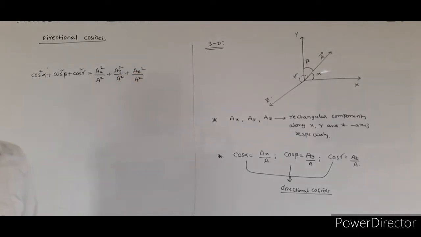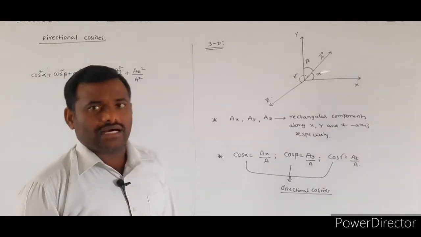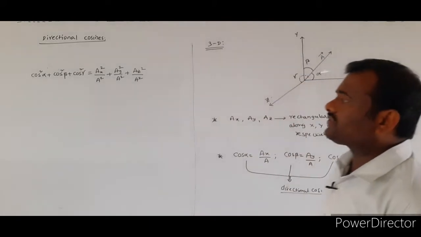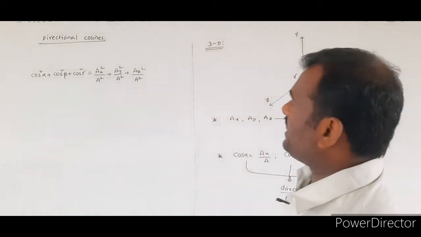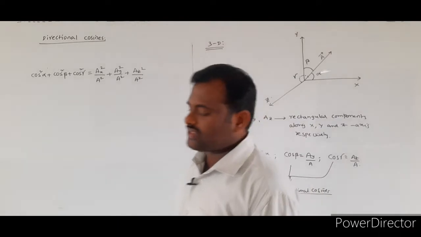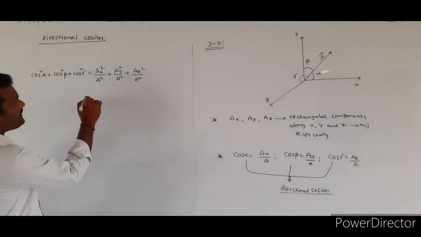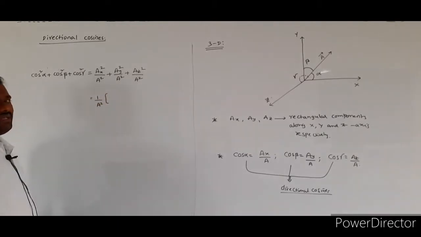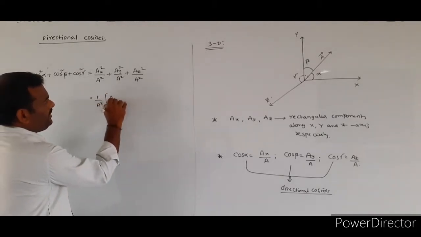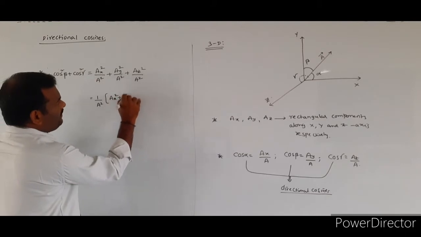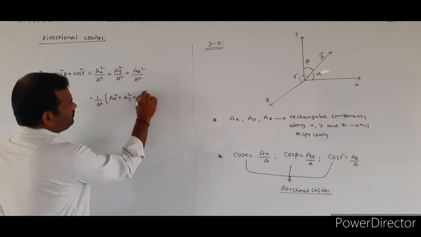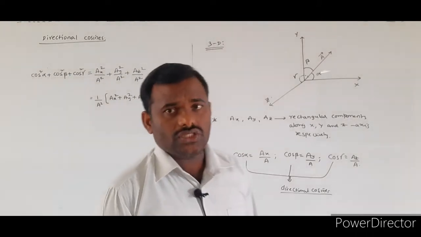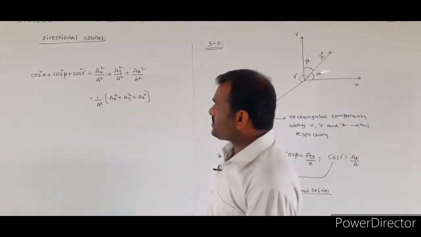So which value are we going to calculate? Cos square alpha plus cos square beta plus cos square gamma. That value is equal to ax square by a square plus ay square by a square plus az square by a square. Now here, 1 by a square is the common factor. The remaining value is ax square plus ay square plus az square.